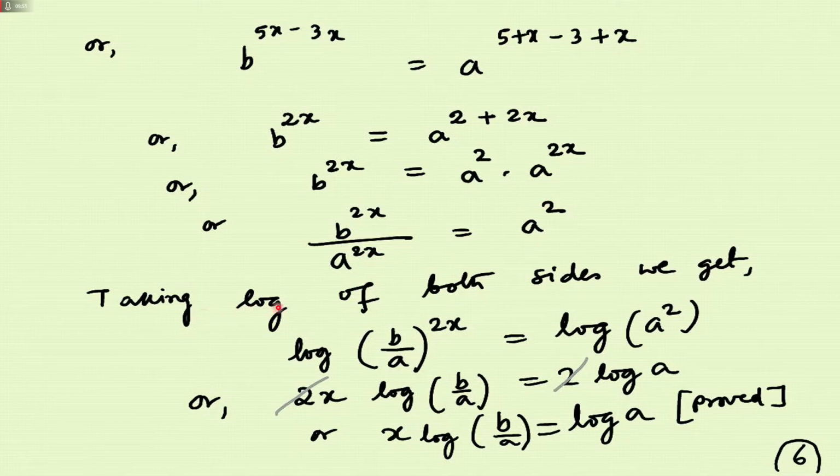Now I am taking log of both sides, obviously with respect to 10. So it will give you log of b by a to the power 2x, and this is log a square. Now this 2x will come forward and it will give you 2x into log b by a, and this is 2 into log a. Now cancel 2 from both sides and you will have x into log b by a is equal to log a, and you have to prove this, so we have proved here.